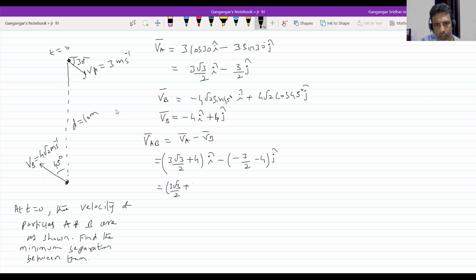3 root 3 by 2 plus 4 I cap plus 3 by 2 plus 4 J cap. Sir, both should be negative, sir. Minus 3 by 2 J cap minus 4. Minus 3 by 2.